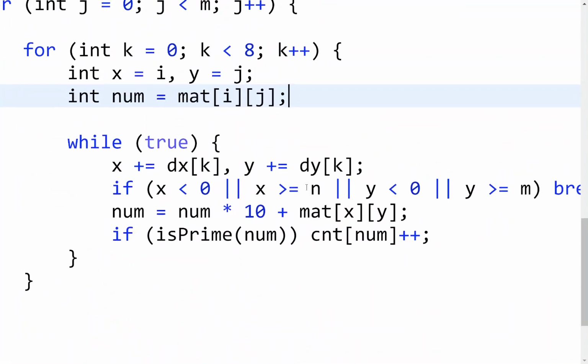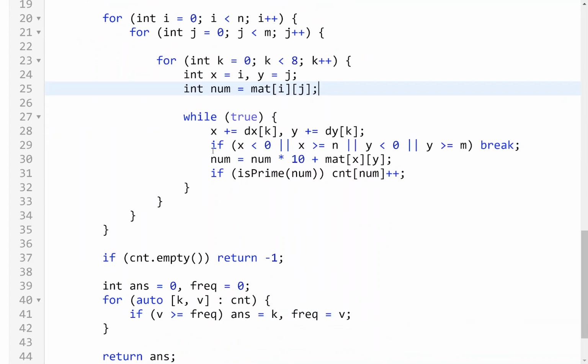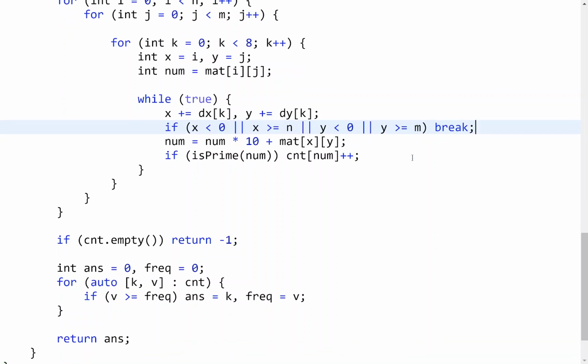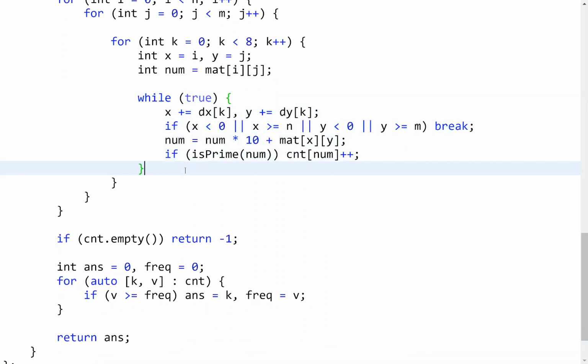Now, whenever I go to the next number, what will I do? I will go on in the same path, like x plus equal to dx[k] and y plus equal to dy[k] is taking me forward in whatever direction I have. Depending upon the value of k, we will go into that direction. If any of these conditions is true, basically if I have got out of the matrix, if one of my coordinates has got out of the range of the matrix, then just break the loop, because we have just got out of the matrix and it is not included in the path.